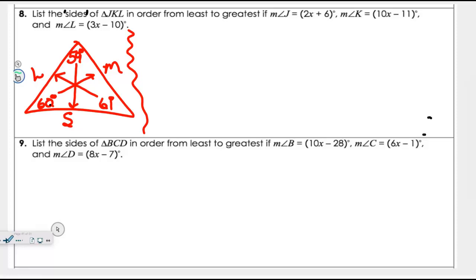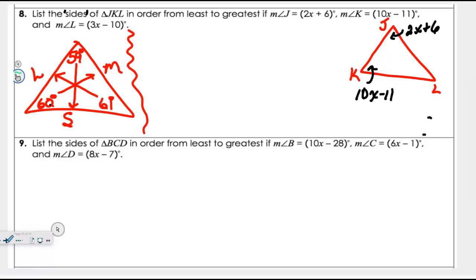The problem is over here. So go over here, move a little bit over to keep some room. We've got this triangle. I'm going to put a J here, a K here, and an L here. And it's giving me the angle measures, but they're with algebra. So J right here is 2x plus 6. I'll give you time to draw it. I'm going to try to only do one of them. This one's 10x minus 11. And L is 3x minus 10. All right, go ahead and draw that.